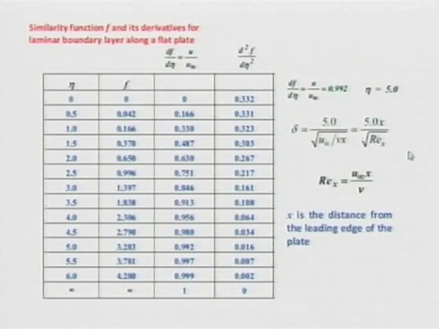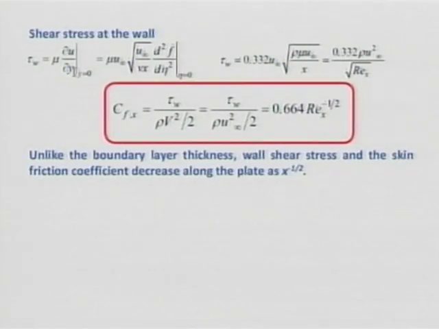All that I am now getting is the similarity solution. You see the power of scale analysis, you see the power of scale analysis. So then from this delta, you get tau wall equal to mu into del u by del y, you get the Cfx relation, okay.